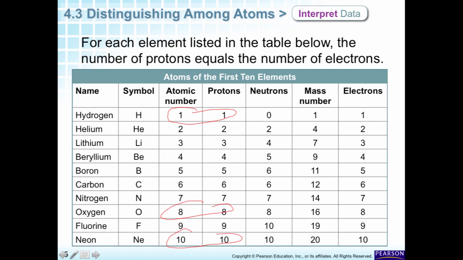Now if you look over here, in a neutral atom, of course, we have the same number, 1 through 10. The mass number is different depending on the number of neutrons. For instance, hydrogen doesn't have any neutrons, so its mass number stays 1 because the proton has a mass number of 1. Helium has 2 neutrons, so its mass number is 4. So these must be related somehow, okay? And we'll give a definition of that shortly.